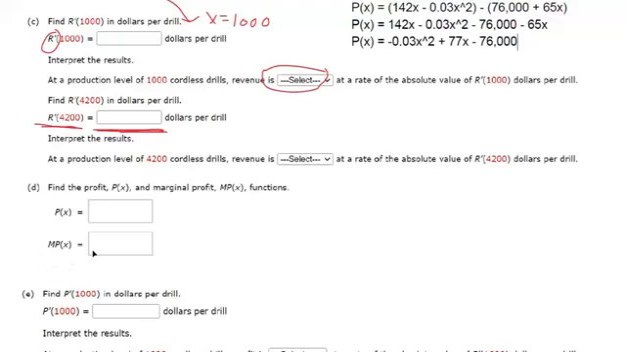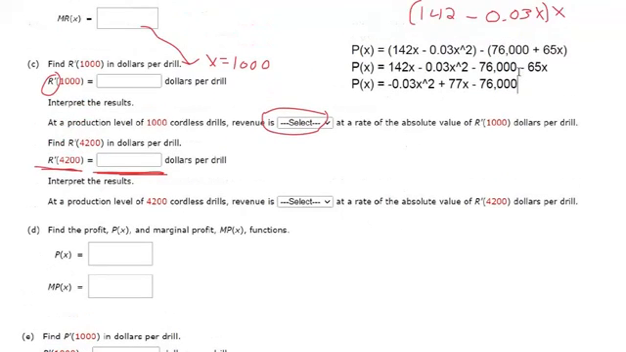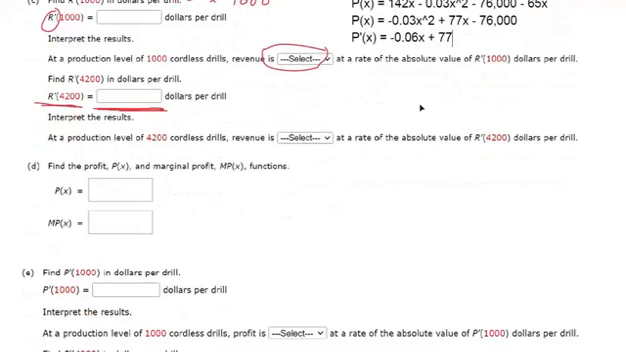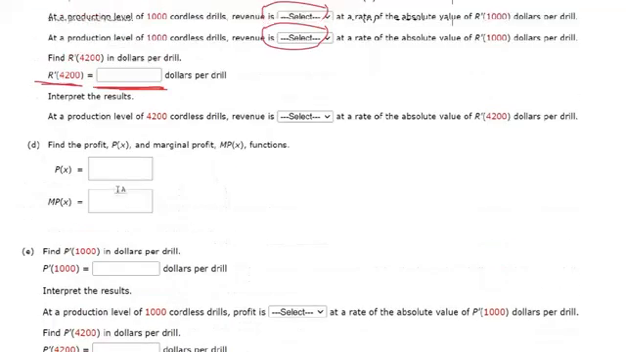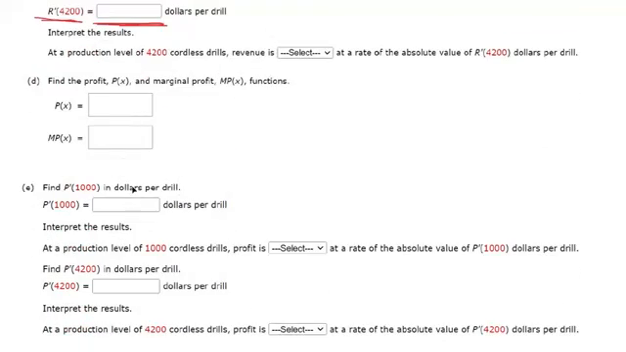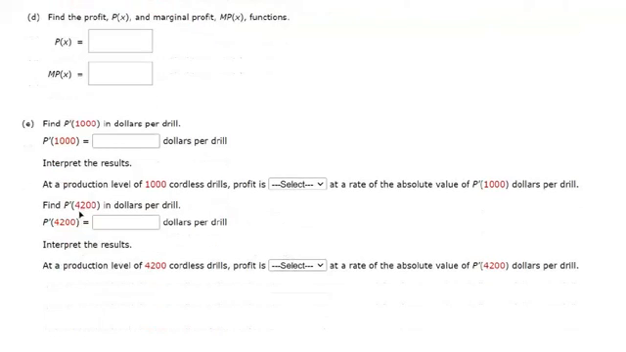And then again, marginal profit would be the derivative of P of x. If I take the derivative using the rules we studied in the text, we have negative 0.06x plus 77. And then they want you to repeat what we just did up here. Plug in 1,000 into the derivative. If it's a positive number, then your profit is increasing. If you plug in 1,000 and you get a negative number, your profit's decreasing. And you do the same thing down here.